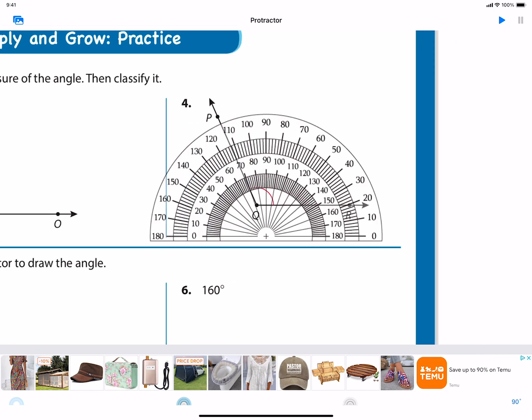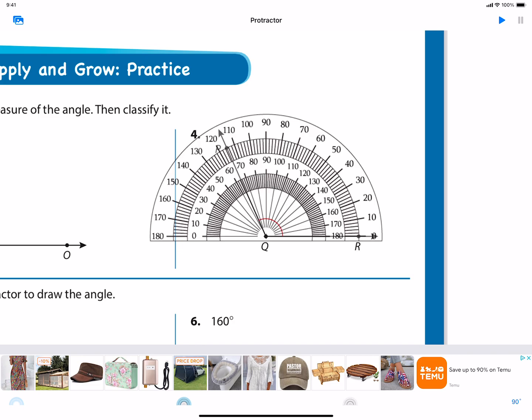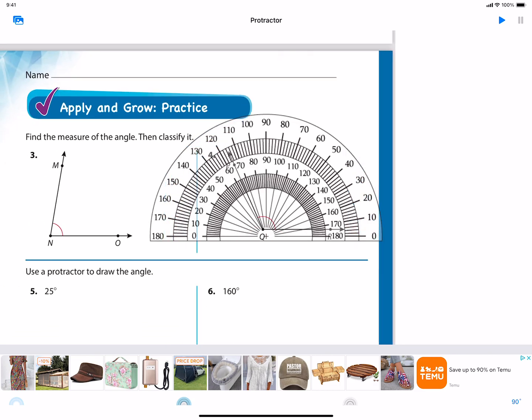Number 4. Align them. And it is what? From 0, okay? I'm going to count from 0 all the way up to 110 and 120 in between. So it must be 115 degrees, right? And I'm going to say this is an obtuse angle since this is greater than 90 degrees.